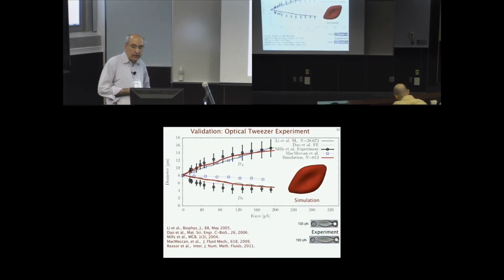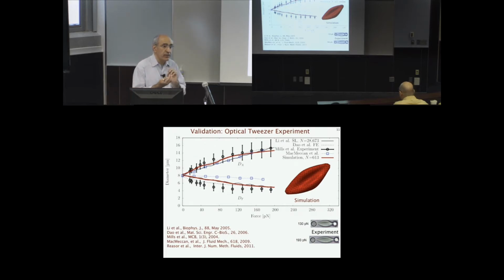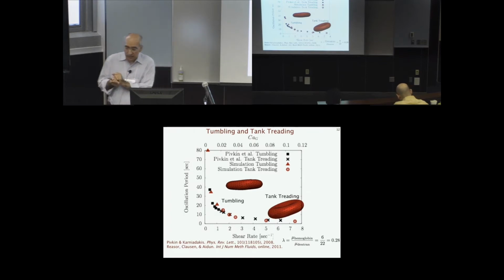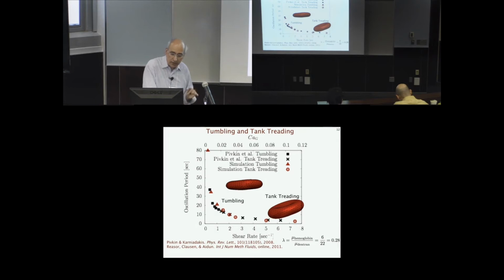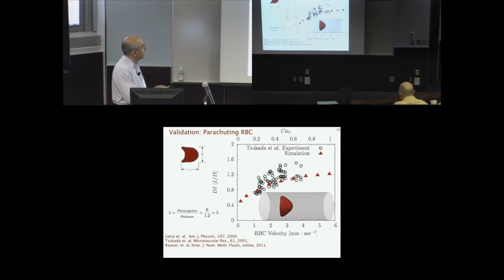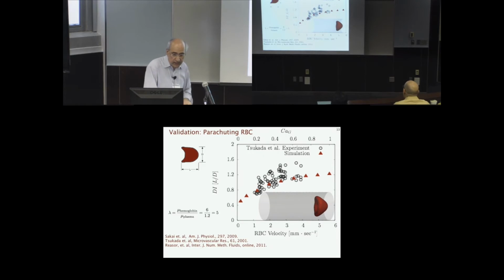Again, we have gone through a number of validations, and we are convinced now that the simulations do capture the deformation of the red blood cell, which is critical in these analyses. Also, the dynamics of the red blood cell is important, and we have done a series of benchmark analyses showing that we do capture the physics, the dynamics of red blood cell movement, both in terms of tumbling and tank-treading. Also, this parachuting: there have been a lot of experiments on the aspect ratio change in these parachuting shapes, and we have done comparisons of those as well.